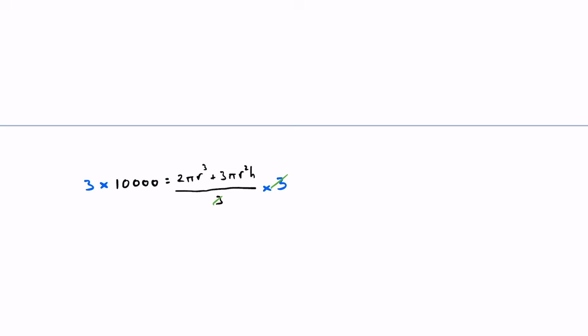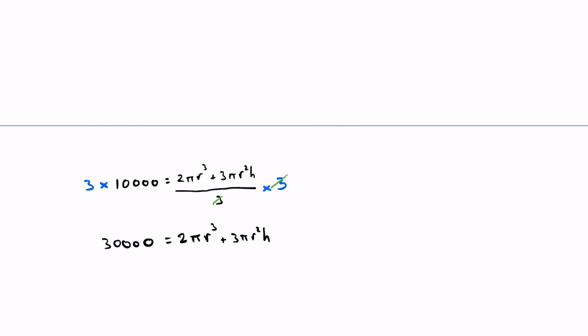3 divided by 3 is just equal to 1, so we get rid of the division by 3. And now we have something like this: 2 pi r cubed plus 3 pi r squared times h, and then 3 times 10,000 is 30,000. Okay, so what's the next step in getting h all by itself? Well, we don't really need this on this side. We want h, just h alone. So let's move this to the other side.